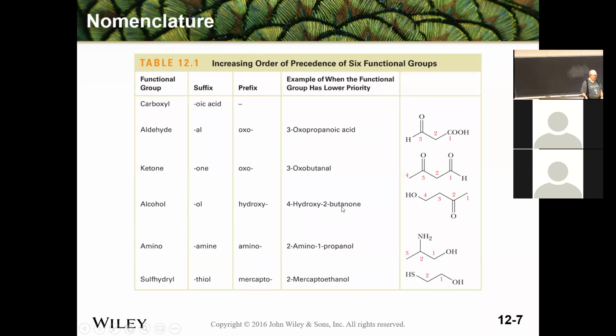Okay, a ketone takes precedence over an alcohol. Okay, so down here with these last two, where the alcohol was the dominant functional group, the ending is -ol. But when the alcohol is not the dominant group, then it's a hydroxy. Okay, so this is 4-hydroxy-2-butanone. Okay, and the ketone also gets a lower number.